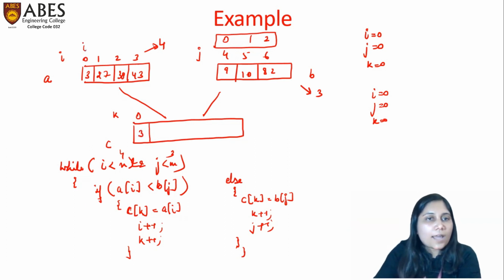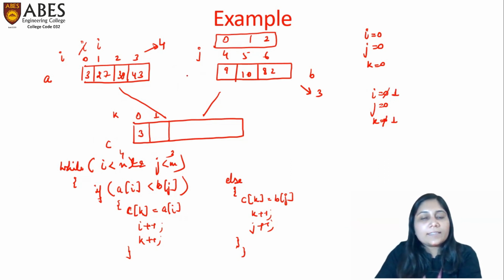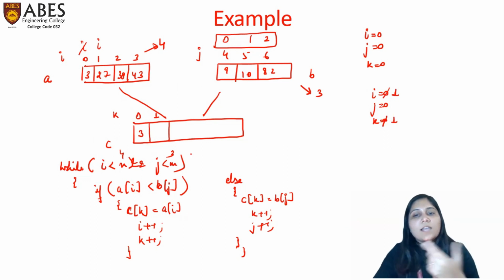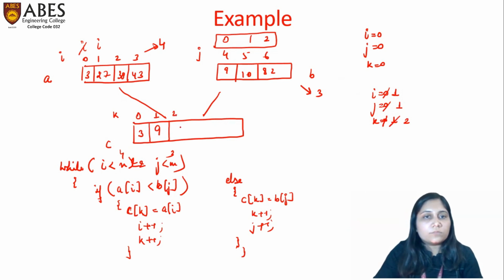And what will happen? I earlier was here, but now I will go here. K will also get increased. J is at the same position, I'm not going to change the value of J. Now see, 27 is less than 9? No, the condition is false. So I'm going to run this else part. Your 9 will come here. J will become now 1. I will remain at 1, but K will become 2.